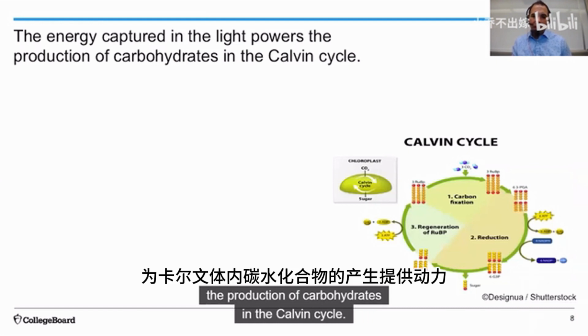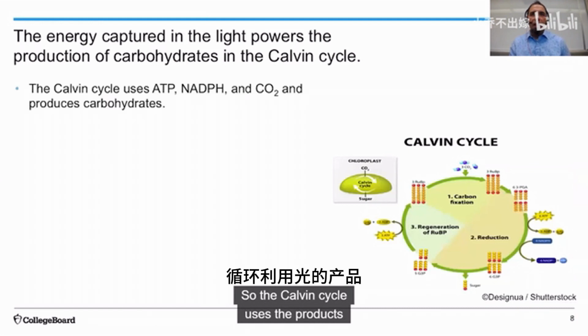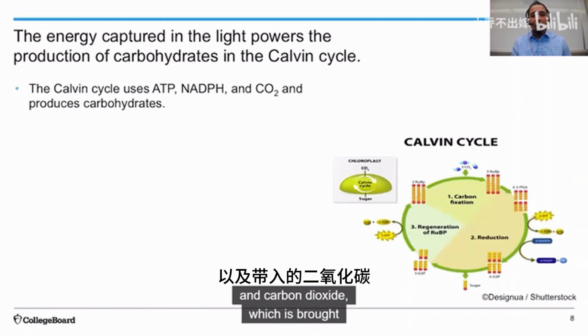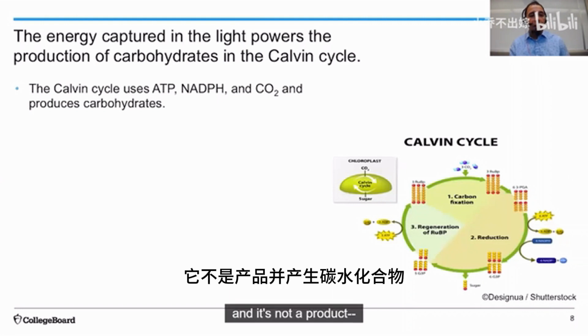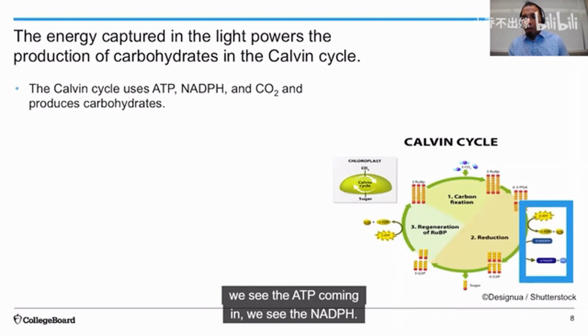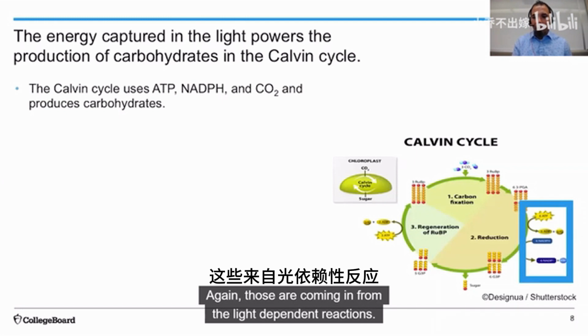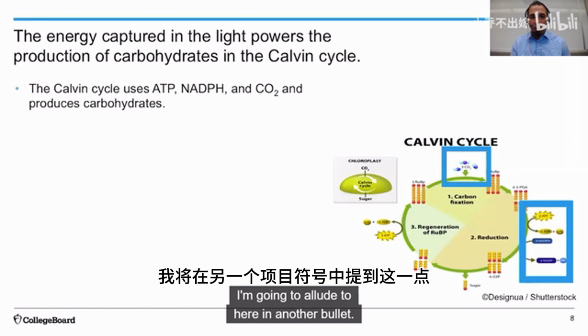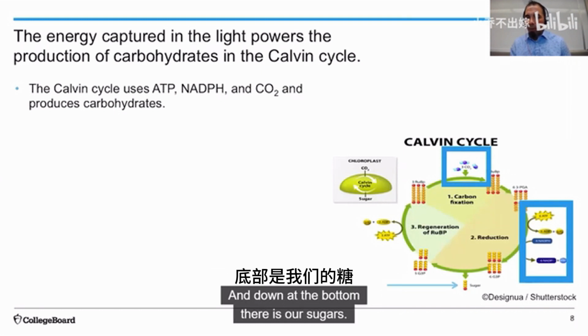And so finally, our last main idea is that the energy captured in the light powers the production of carbohydrates in the Calvin cycle. The Calvin cycle uses the products of the light-dependent reactions, ATP and NADPH, and carbon dioxide, which is brought in, it's not a product, and produces carbohydrates. In that blue box, we see the ATP coming in, the NADPH coming in from the light-dependent reactions, our CO2 coming in from the atmosphere, and down at the bottom, there's our sugars.